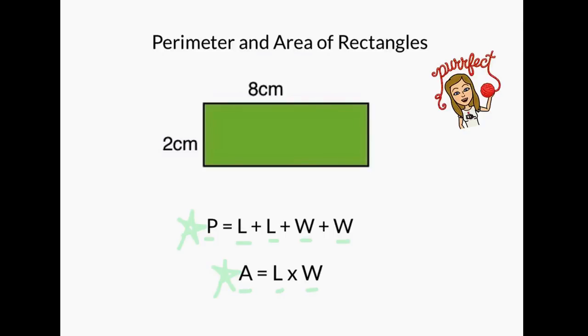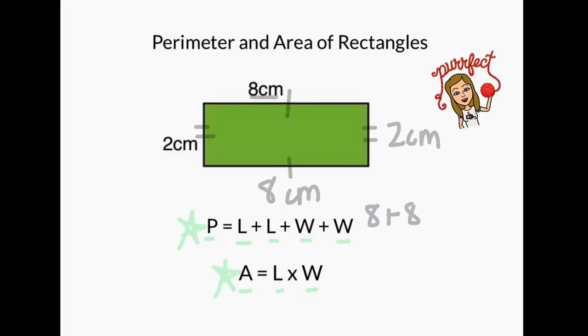So let's get started. Because rectangles have 2 pairs of equal sides, I know that if this is 8 centimeters, straight across from it the other length is also 8 centimeters. I know that if the left 2 centimeters matches the opposite side, which it does, I'll also have 2 centimeters here. I'm ready to start adding for my perimeter.